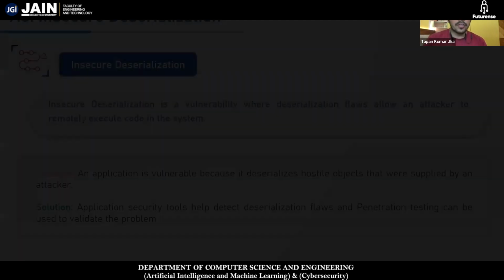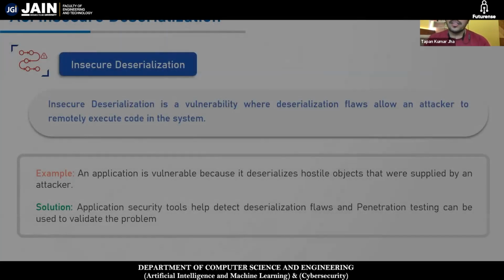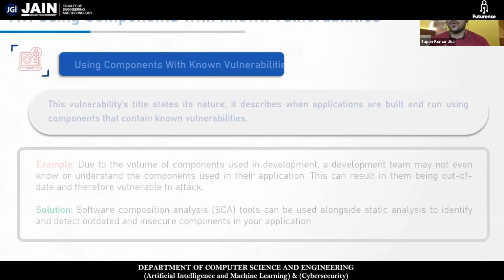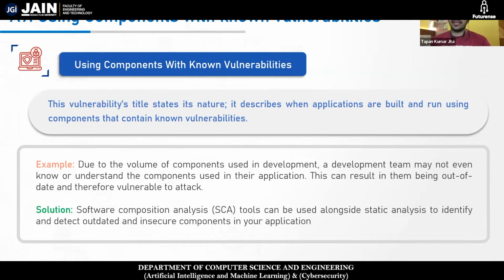Then on the 9th level, we have another vulnerability: using components with known vulnerabilities. You have seen that there are many websites built on WordPress. WordPress is one of the most harmful websites, I can say. Even our website is built on WordPress because it's the easier one. Anybody can create it just by drag and drop. No coding language is required. With only 1 month of training, you will become a web developer. And students are very happy: we are able to develop a website.